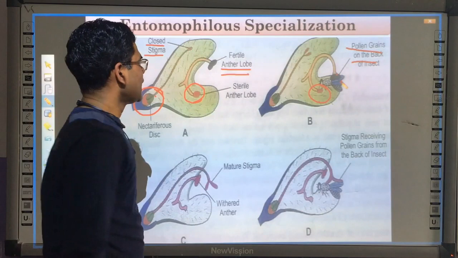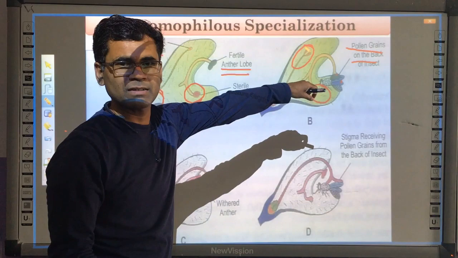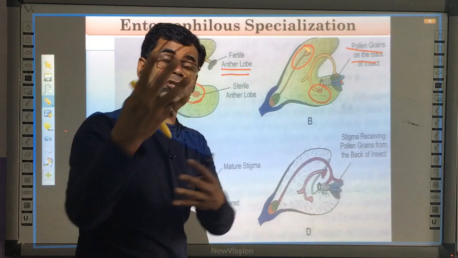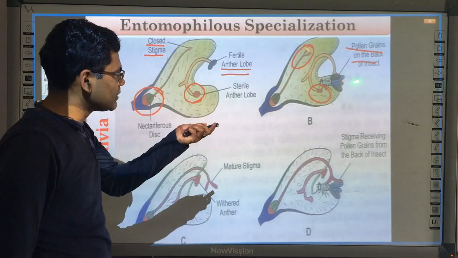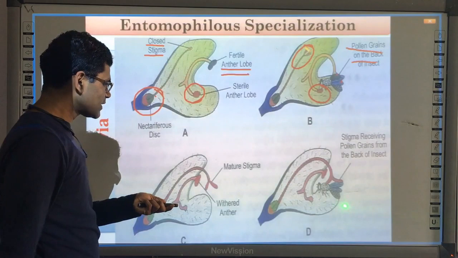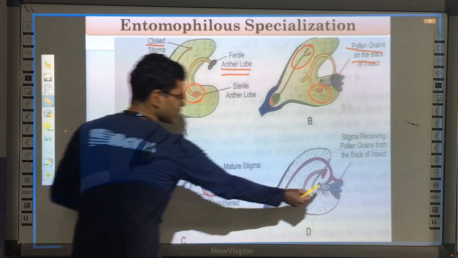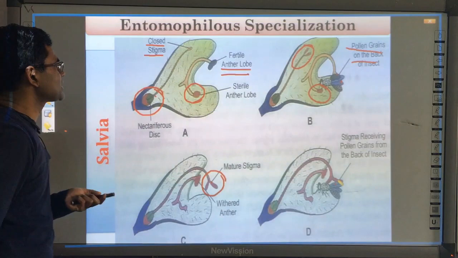As the insect is attracted to the sterile anther lobe, at the same time the pollen grains stick to its body. Here the stigma is very short and not modified, because if the stigma is long and modified, self pollination takes place. Salvia has a very good adaptation for promoting cross pollination. When the pollen from one flower sticks to the body of the insect and the insect reaches another flower, the mature stigma, which was closed, is exposed, and it receives the pollen grains. This is the cross pollination modification of salvia.